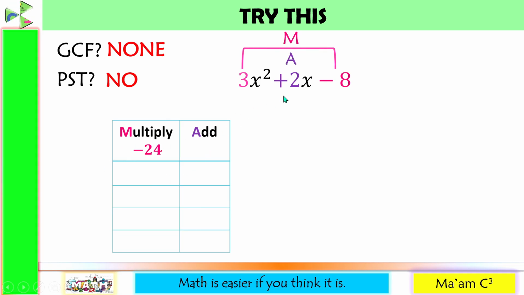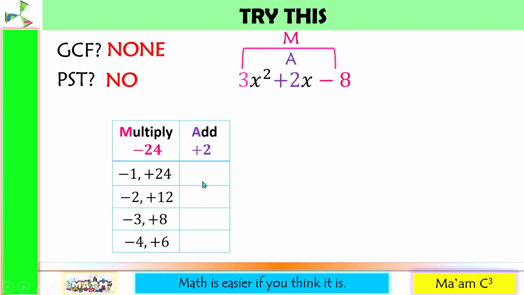For add, we simply have to copy positive 2. Since this is negative, our factors should be of different signs, and the bigger number should be positive. So let me start with negative 1 and positive 24, negative 2 and positive 12, negative 3 and positive 8, negative 4 and positive 6.